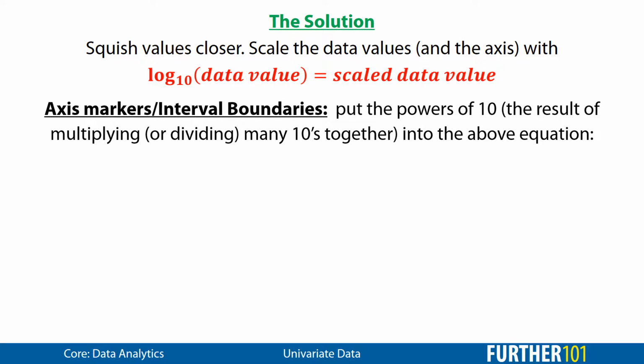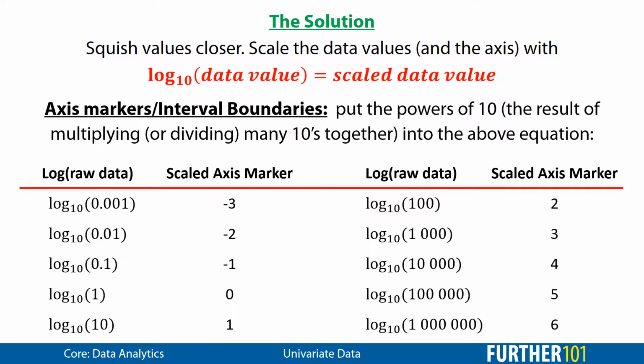I've put the most frequently used scaled and unscaled interval boundaries into a table for quick reference. I've put a link in the video description for a PDF cheat sheet that has this very table, along with conversion instructions between scaled and unscaled data values. I'd advise you to use this or something similar in your bound reference. Let's see all this scaling in action with an example histogram.